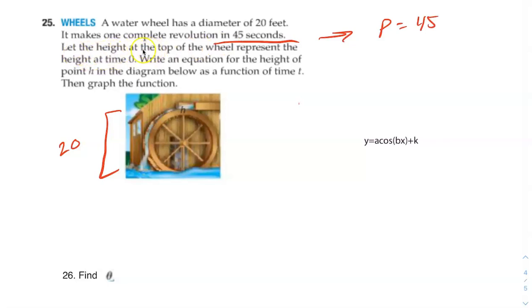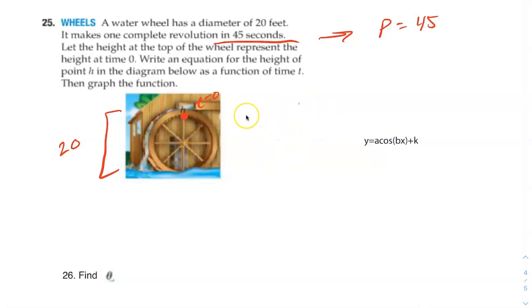Let the height at the top of the wheel represent the time t equals 0. So right here is when t is 0, just like the last time. Write an equation for the height h in the diagram below as a function of time. I just realized they want h and t, so I should change this to h and t. I did not do it the first way I should have, but again, everything else is the same. Anyway, let's do this problem.